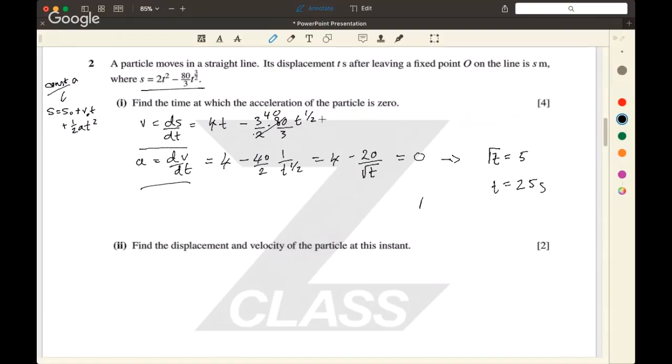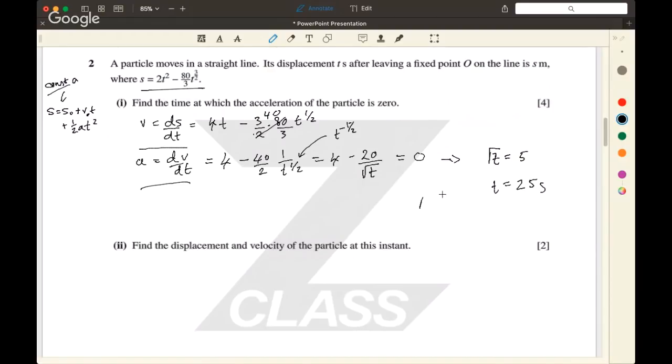The only slightly tricky bit is what you do with a fractional exponent. But remember, it's exactly the same rules as with an integer exponent. You just subtract 1. So it's 1/2 minus 1 is minus 1/2, which is 1 over. So this is equal to t to the minus 1/2. Your rules of exponents, no problem. And then solving it in that way.